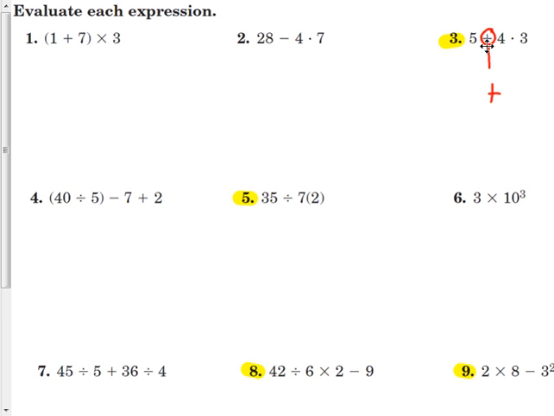If I look to the left side of the plus, the only thing over there is this 5. So I'll just bring that 5 down. If I look to the right, I have this problem: 4 times 3. 4 times 3 is 12. All right. Now that I've done those two separate problems, now I can put them together by adding. 5 plus 12 is 17.